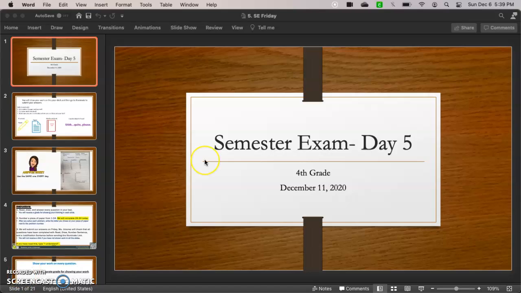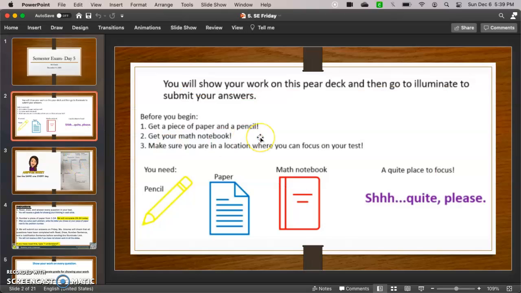Alright guys, we're going to start the last day of your 4th grade math semester exam. Woohoo! You will show your work on the Pear Deck, and then today, you'll go to Illuminate to submit your answers. Before you begin, get a piece of paper and a pencil. Get your math notebook, and make sure you're in a location where you can focus on your test.